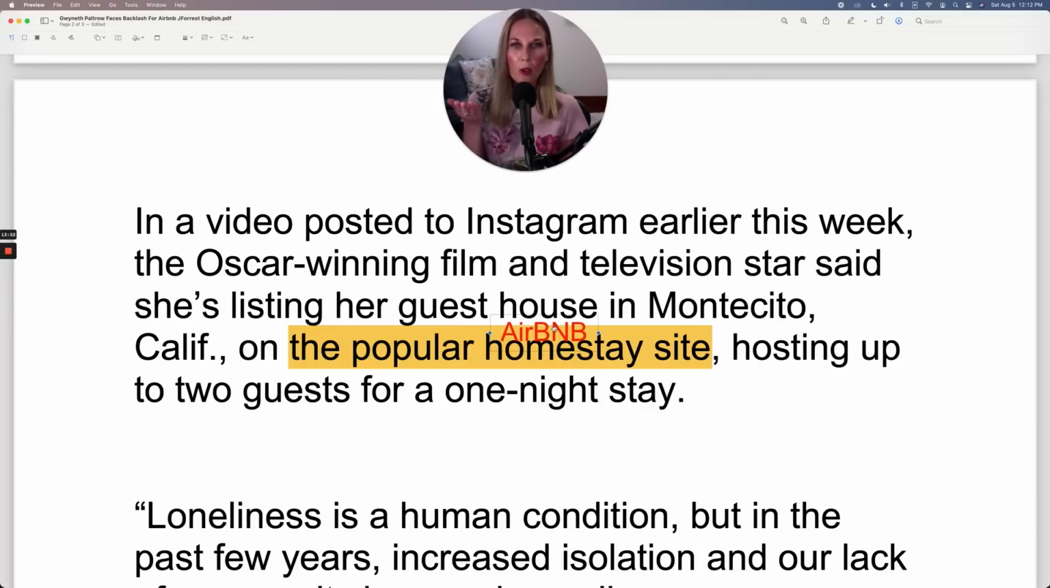Airbnb. What about you? Do you like staying at Airbnbs? Put that in the comment. I'd love to know. I personally love Airbnb. I generally don't stay at hotels anymore. I always stay at Airbnbs because I love having a kitchen so I can make my meals, and I find it's just more comfortable. What about you?